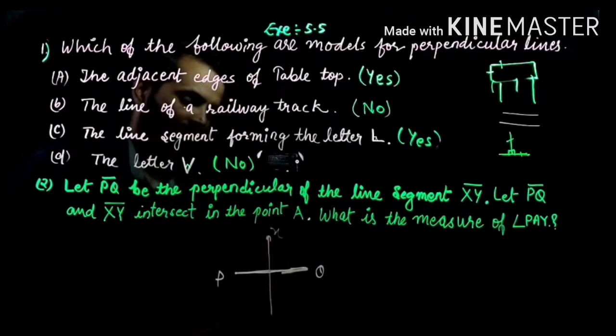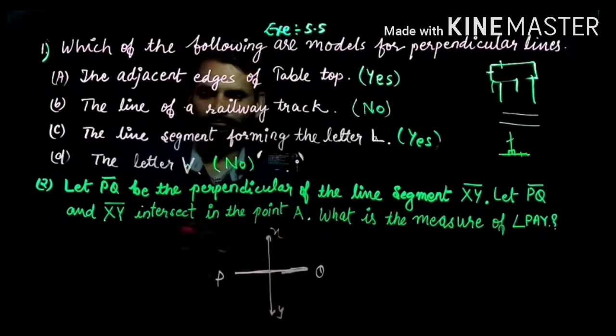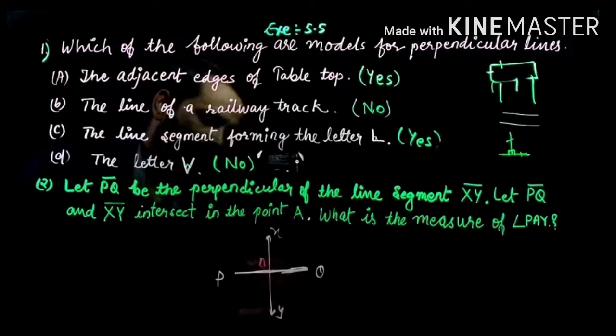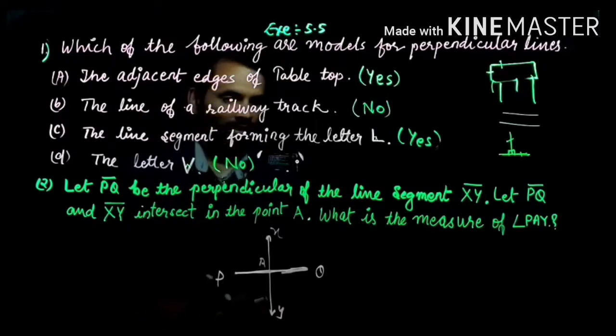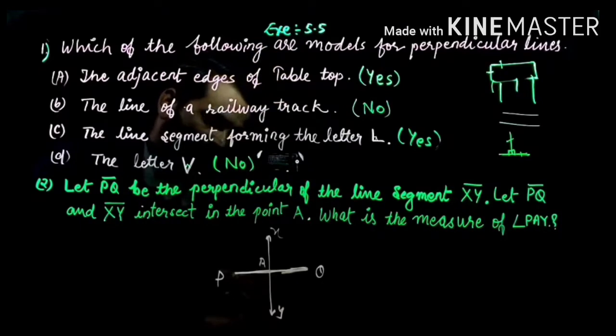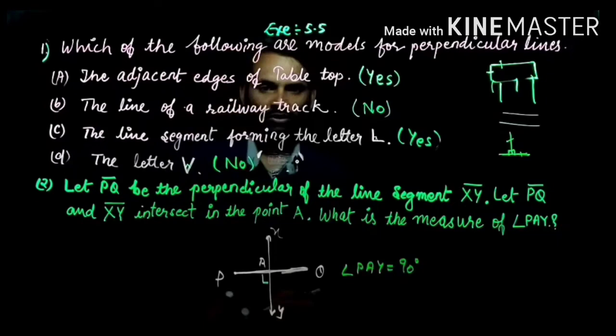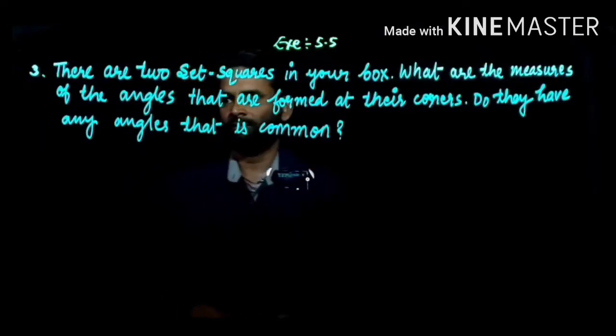X and Y. Okay, and they intersect at the point A. This point A is the intersection point. Okay, what is the measure of the angle PAY? That is P, A and Y. This angle PAY is equal to 90 degrees. Okay, now question number 3.